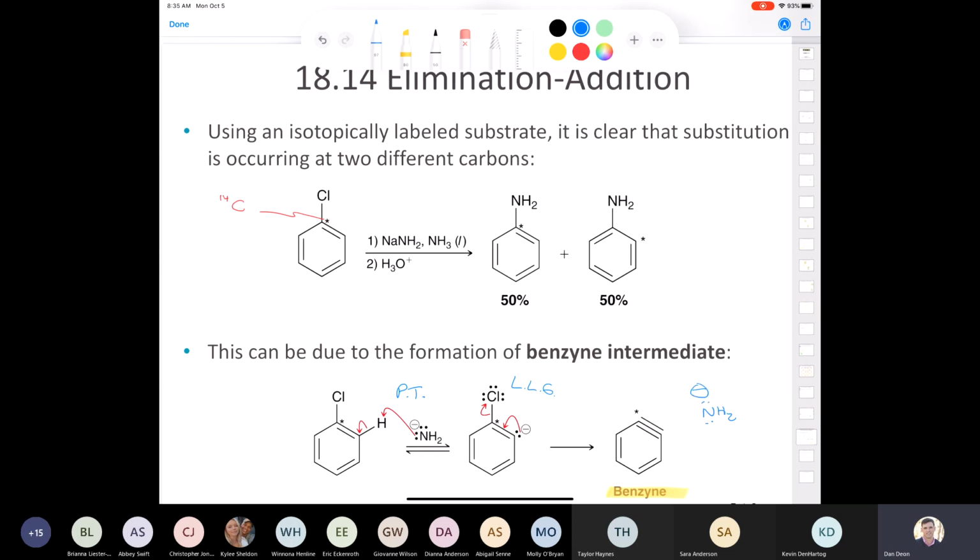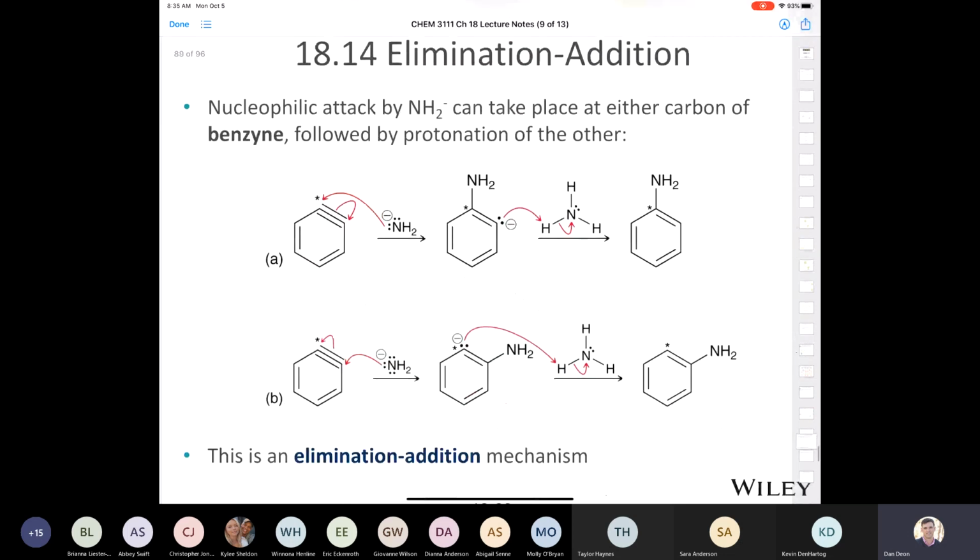Right now you have an amide, and that amide could attack at this carbon, or it could attack at this carbon. And that's why we end up with a mixture of products. Okay, well, let's move on from there and take a look at what's going on in this mechanism. So those two possibilities for nucleophilic attack are shown here in A and B.